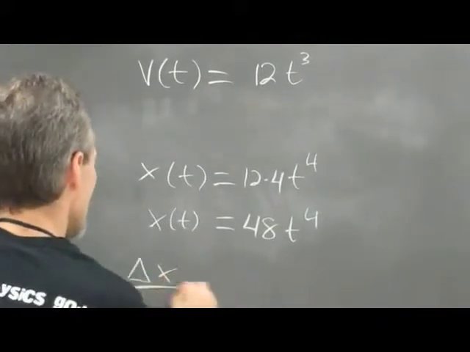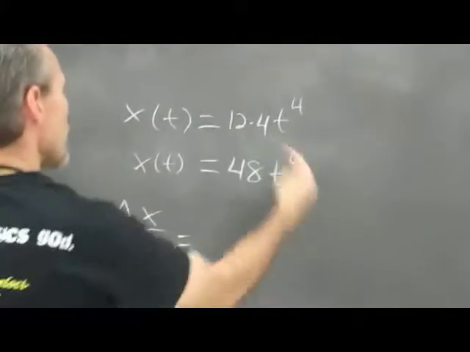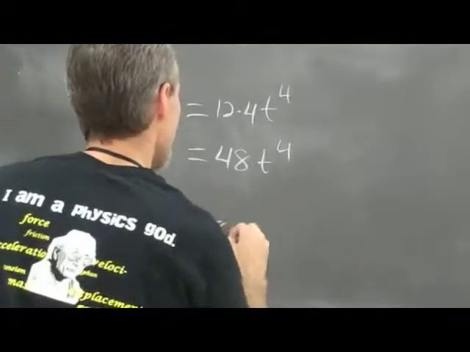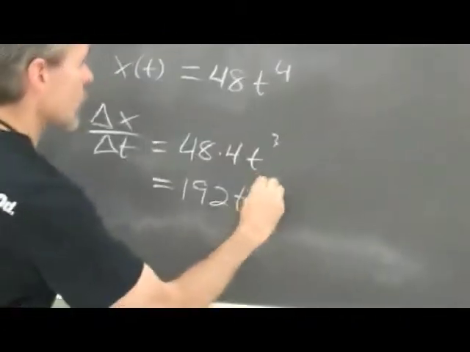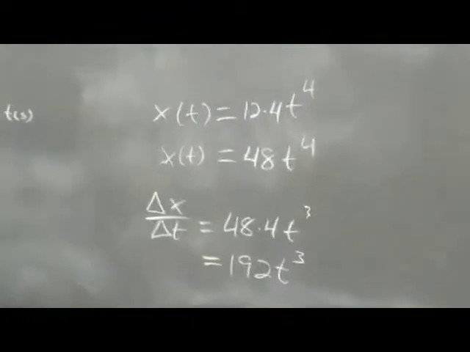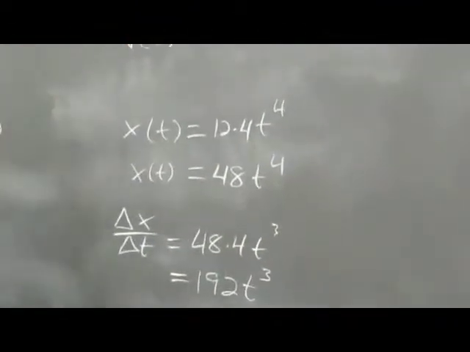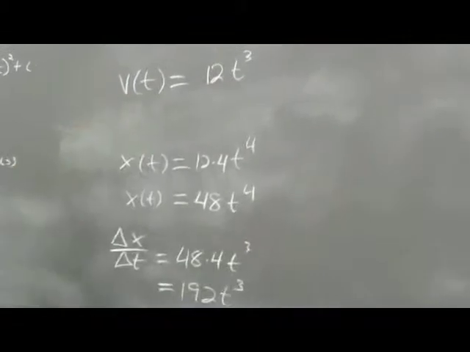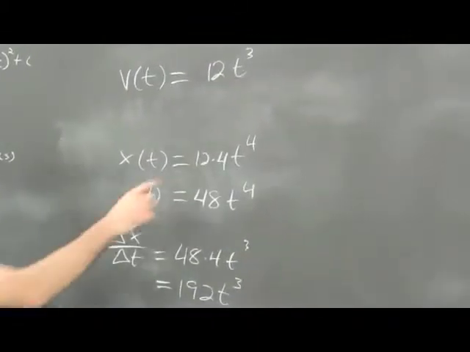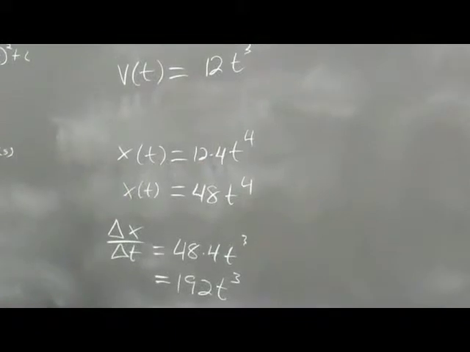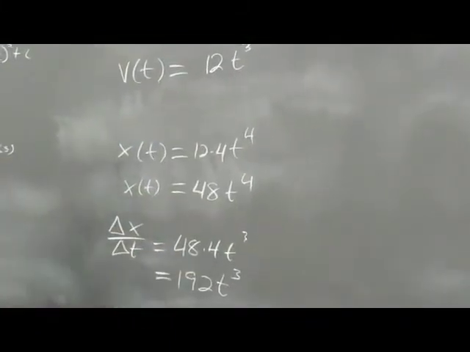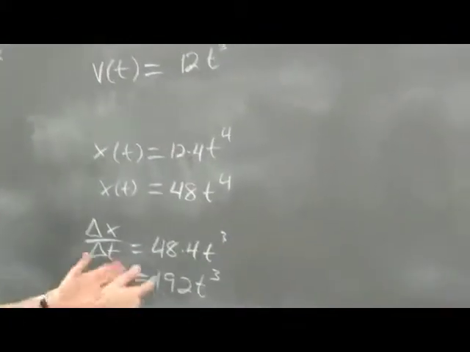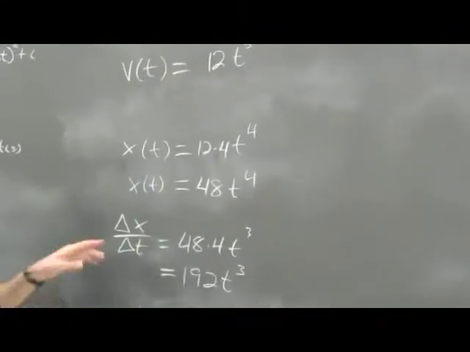I'm going to take delta x over delta t, bring down the power. It's going to be 48 times 4 t to the 3rd. 48 times 4, that's 192t cubed. Well, that's clearly not 12. In fact, that's 16 times bigger. So evidently, when I multiply by 4, that's not really what I wanted to do, because it ended up making it 16 times bigger, because I multiplied by 4 and multiplied by 4 again. Didn't want that. It's 16 times too big. So I'm on the right track though.